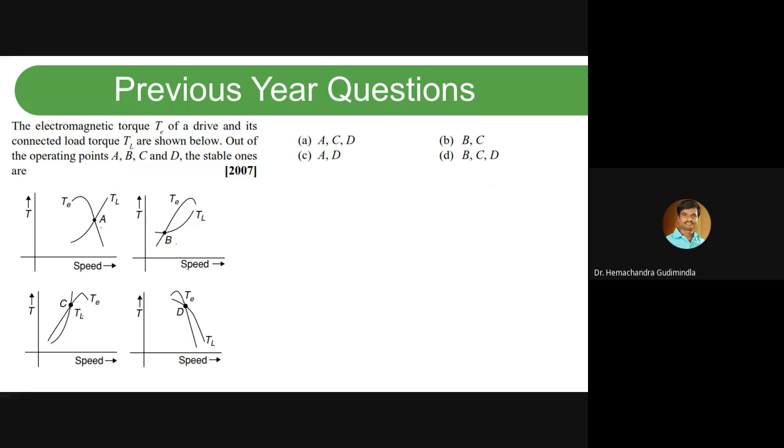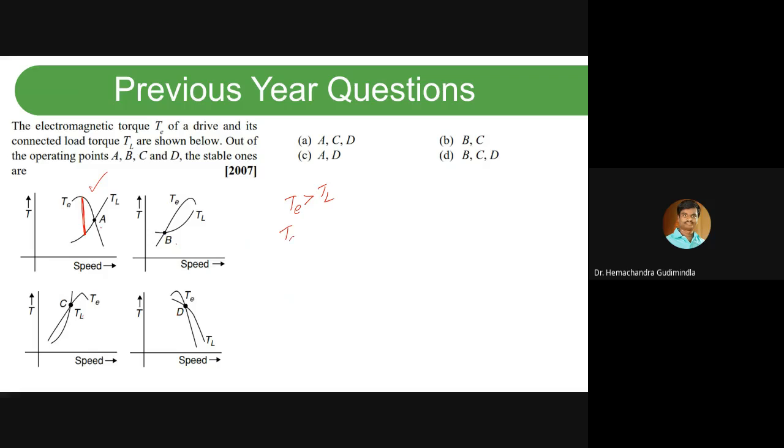Okay, we will see one by one. First, we will look at point A. Now, I'm creating a disturbance in the speed. I'm reducing the speed to this position. Then what I will get at this point is TE greater than TL.